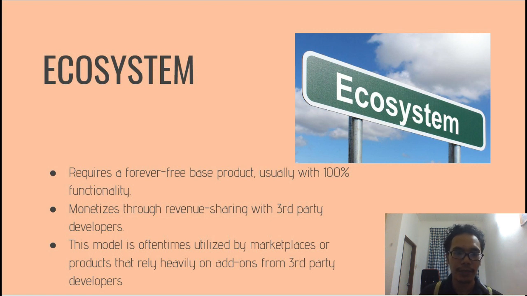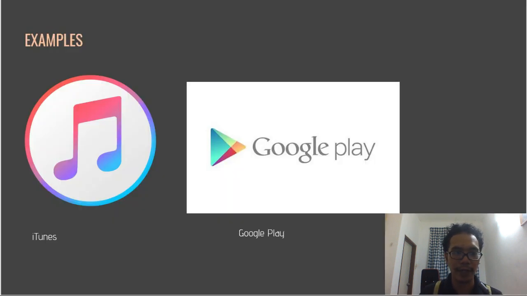The next one is ecosystem. So ecosystem is a product that requires a free forever base product, which is usually with 100% functionality. So monetization can be done through revenue sharing with third-party developers, and this model is often utilized by marketplaces or products that rely heavily on add-ons from third-party developers. So examples of ecosystem include iTunes and Google Play Store.